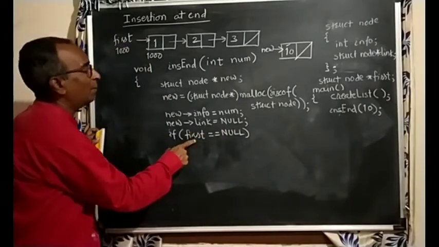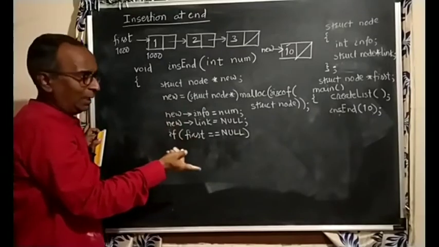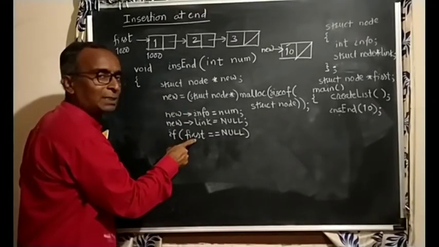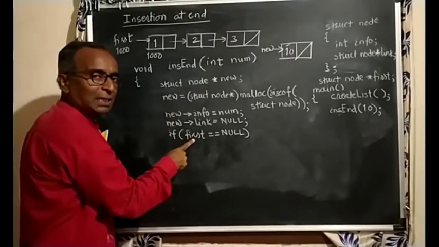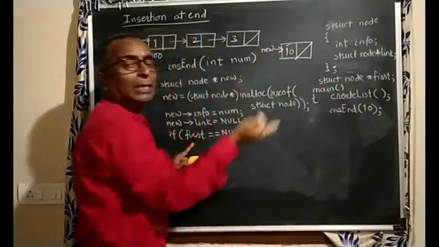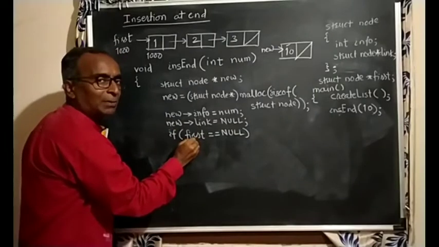What does it mean? When first is null, it is not pointing to any node. The question is whether first is accessible. Here you have not declared it, but is first accessible? Yes. Why? Because first is a global declaration. So first is accessible here.